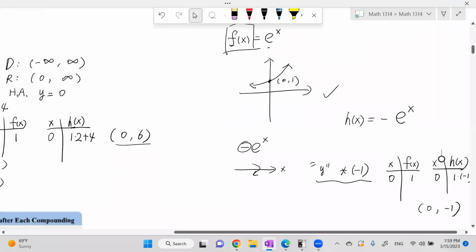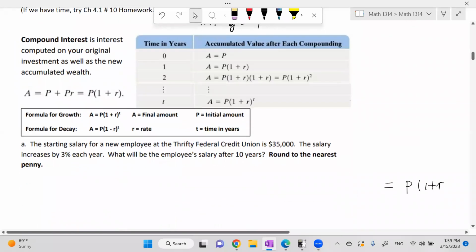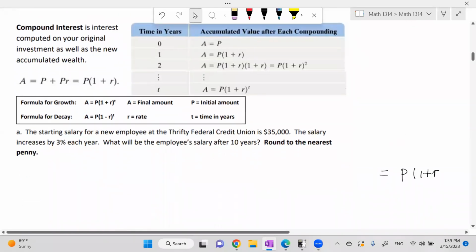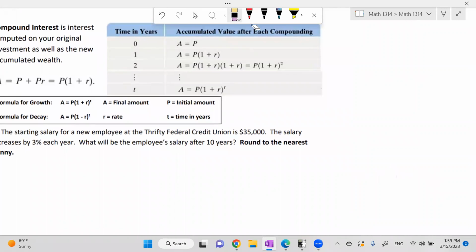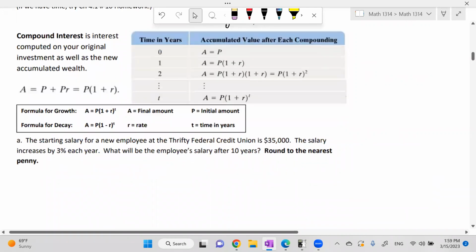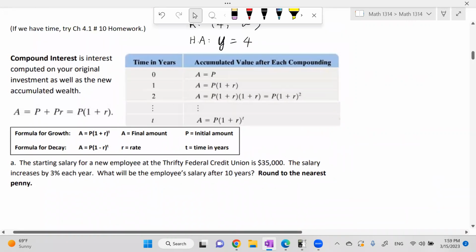All right, let's go back to see our example. Compound interest. Let me clear the area here. We will use this when we are borrowing money or depositing money into the bank, or in some other cases. So let's see, what is compound interest?